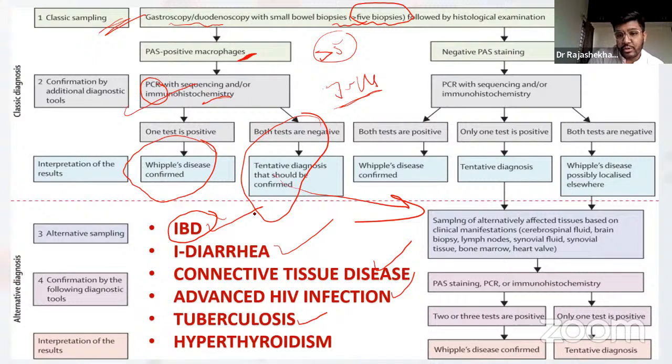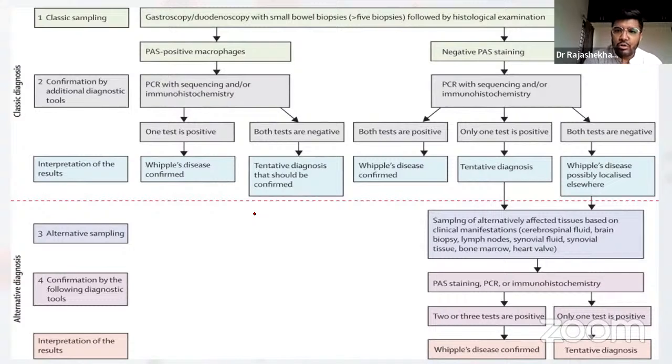You can get a CSF sample, a brain biopsy, a synovial biopsy, bone marrow, heart valve, or lymph nodes. So for the tentative diagnosis, you need to consider this. To go through this very important and very tedious chart, I will tell you the simple chart.